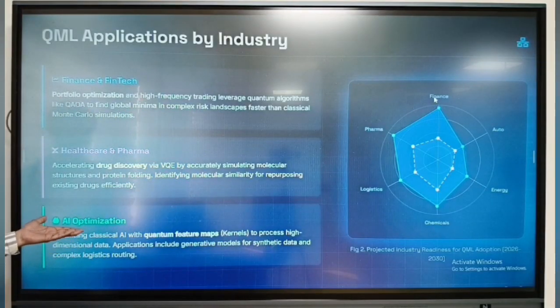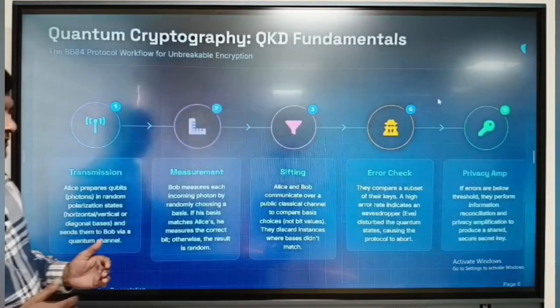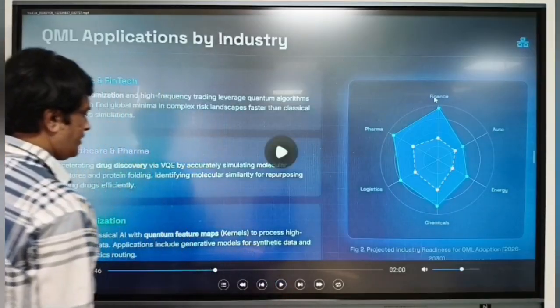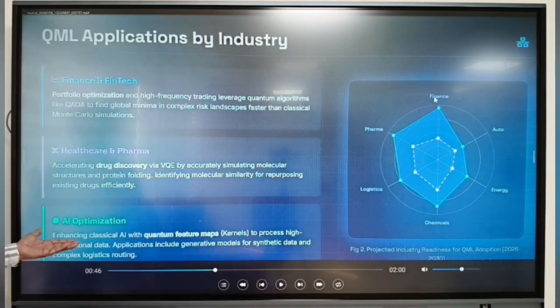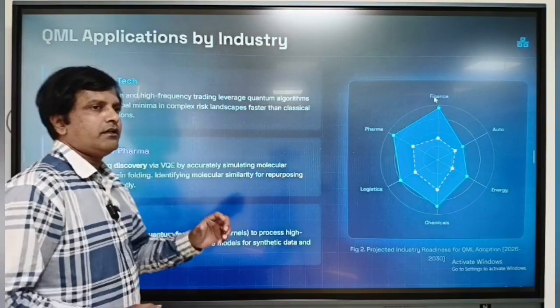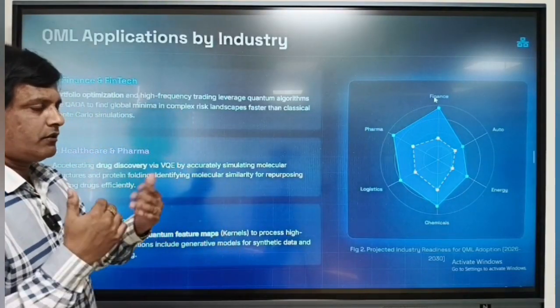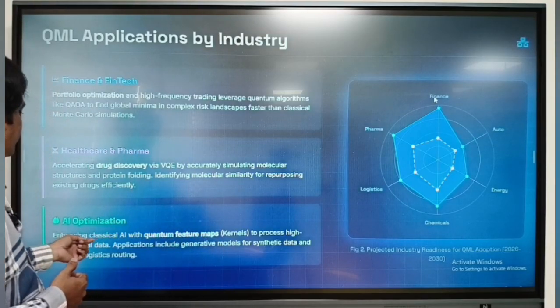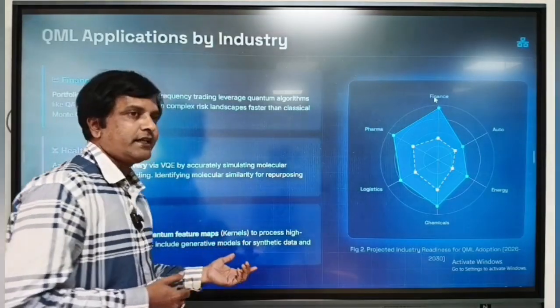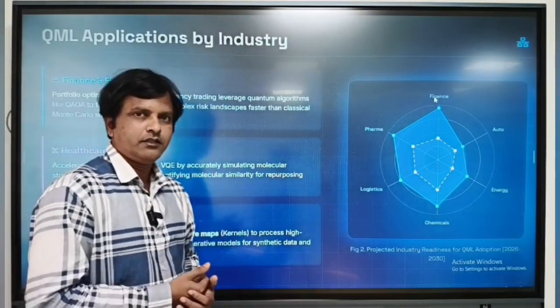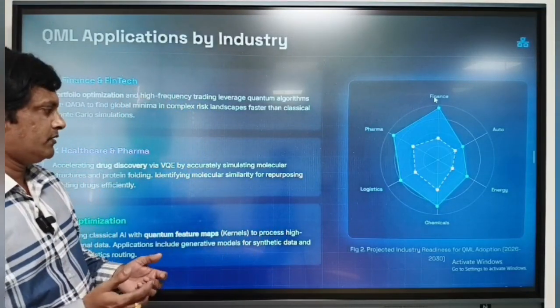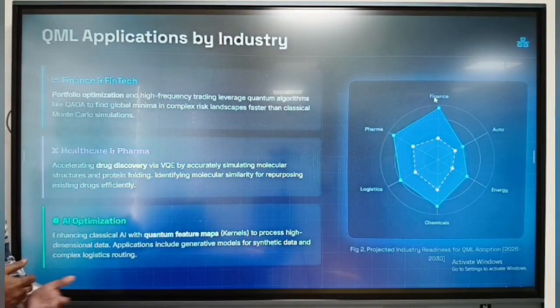So the last one, AI optimization. So artificial intelligence can be used optimally. That means we can get the solutions when there are a lot of probabilities. We can optimize the solution with the introduction of artificial intelligence. Quantum feature maps. See, enhancing classical AI with quantum feature maps. These are kernels. We already discussed. Kernels are a method to identify the similarities between different points, or two points or more than two points, to process high dimensional data.